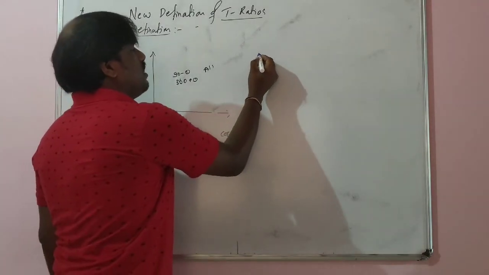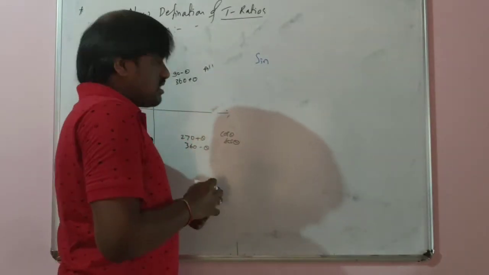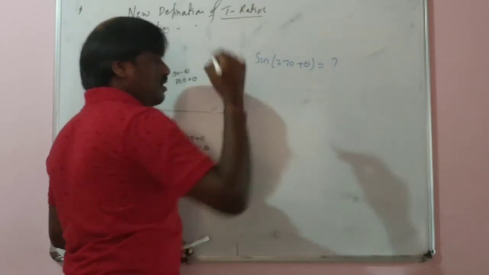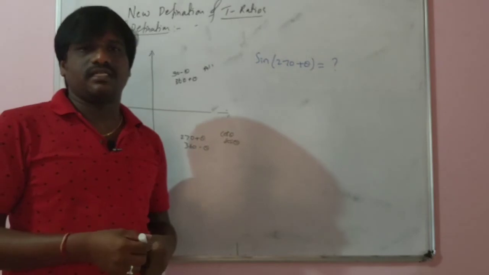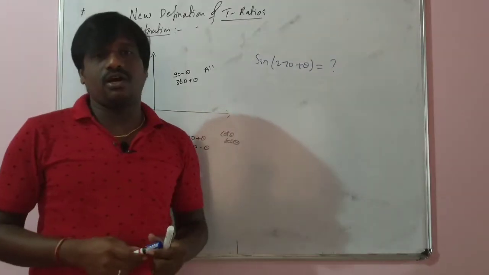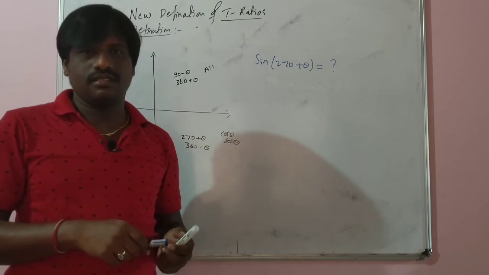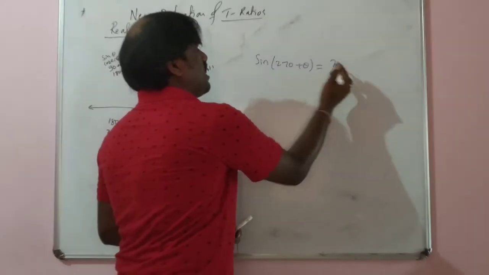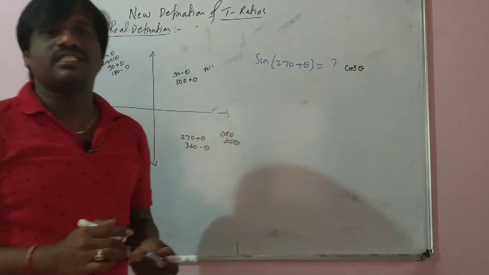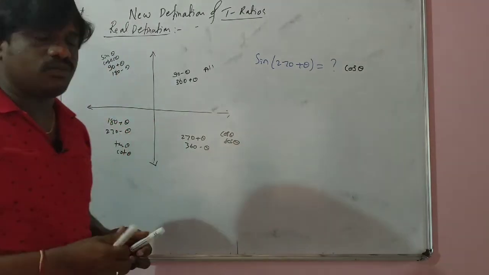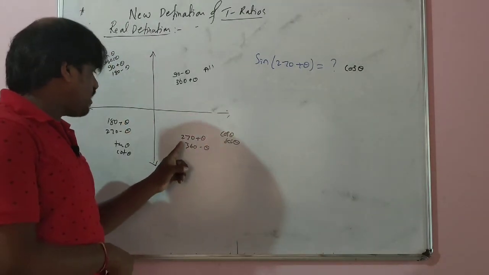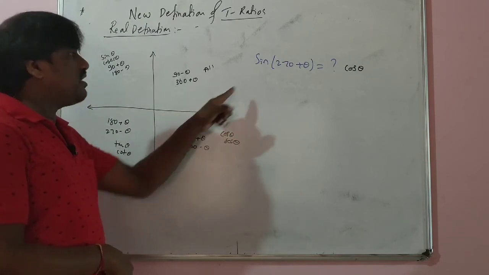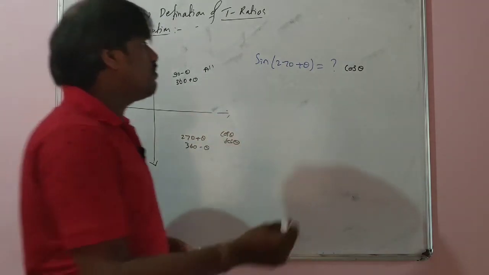If I want to say sine 270 plus theta is equal to how much? I want to know how much sine 270 plus theta is. I just told you that for odd multiples of 90, sine changes. So sine will change into what? Cos. So I can write the answer as cos theta, but I have to see the sign, that is most important. 270 plus theta is in the fourth quadrant, where sine is negative. So the answer is minus cos theta.